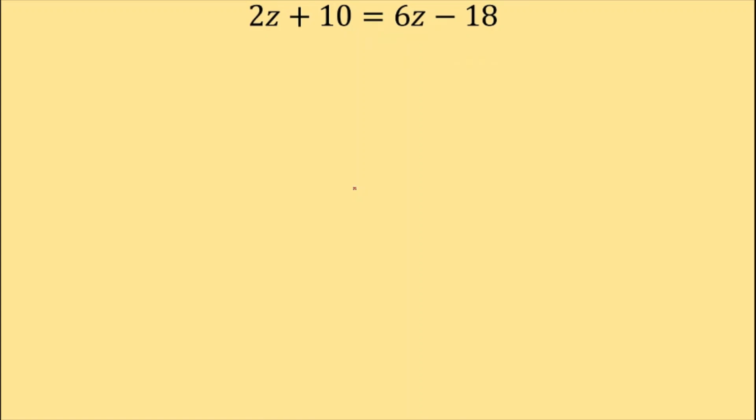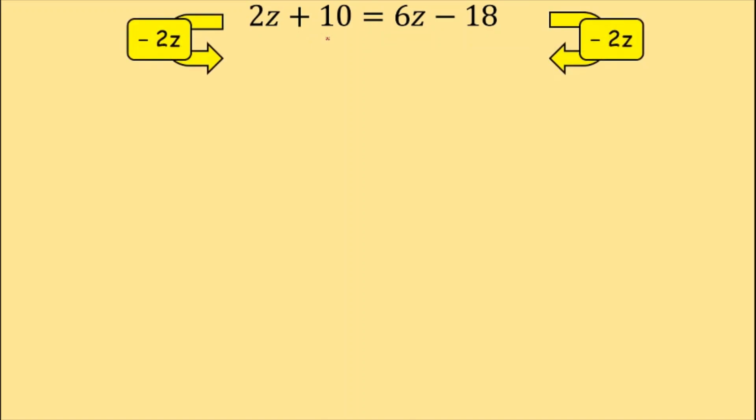Okay, unfortunately, so far every question you've done is all positive numbers, and of course we know that quite often this is not going to be the case. We're going to have a few negatives. On this one you can see I've got a negative 18. It doesn't change the first step. I'm going to get rid of my 2z by subtracting them, leaving me with this equation.